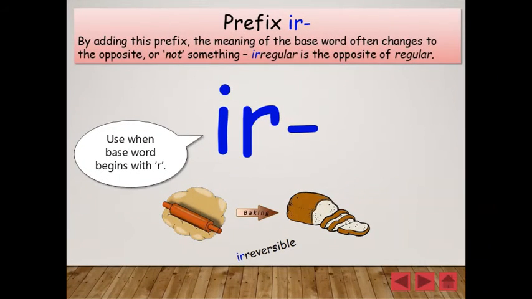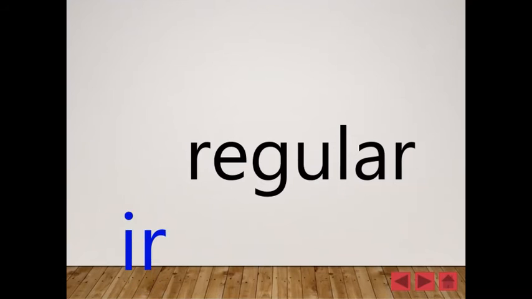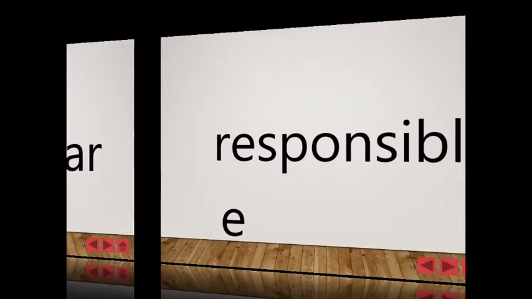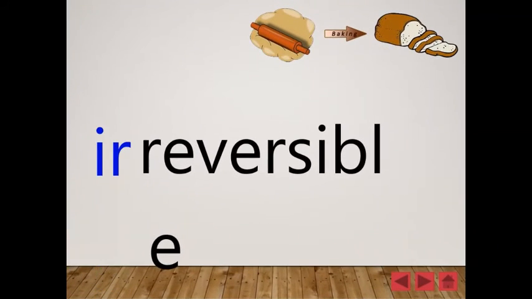Prefix "ir". Here, by adding this prefix, the meaning of the base word changes to the opposite or not something. So the opposite of regular is irregular. To the words that begin with R, we add the prefix "ir". Rational, irrational. Regular, irregular. Responsible, irresponsible. Reversible, irreversible.